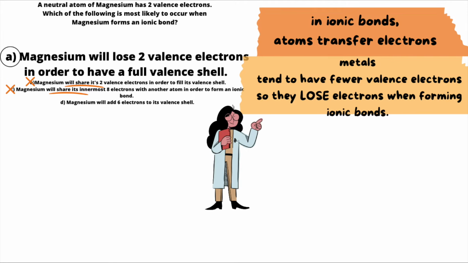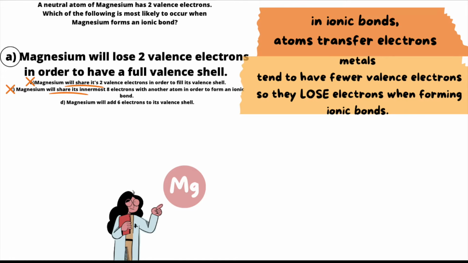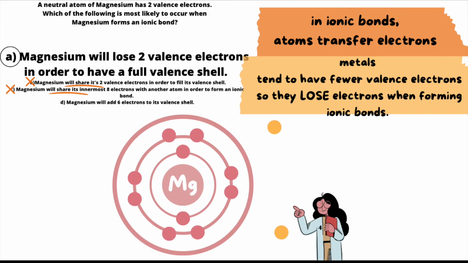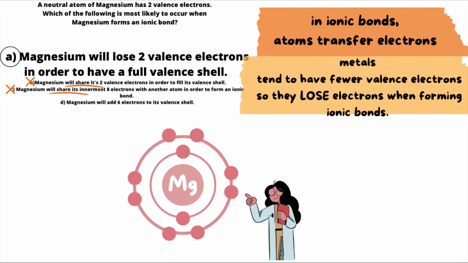Metals particularly tend to have fewer valence electrons, so it's easier for them to lose electrons when forming an ionic bond. Magnesium here has 2 valence electrons, and when it loses its valence electrons, it loses that ring as well because there are no electrons occupying it. So underneath, it has a full valence shell, or in other words, it has 8 electrons occupying its outermost shell.